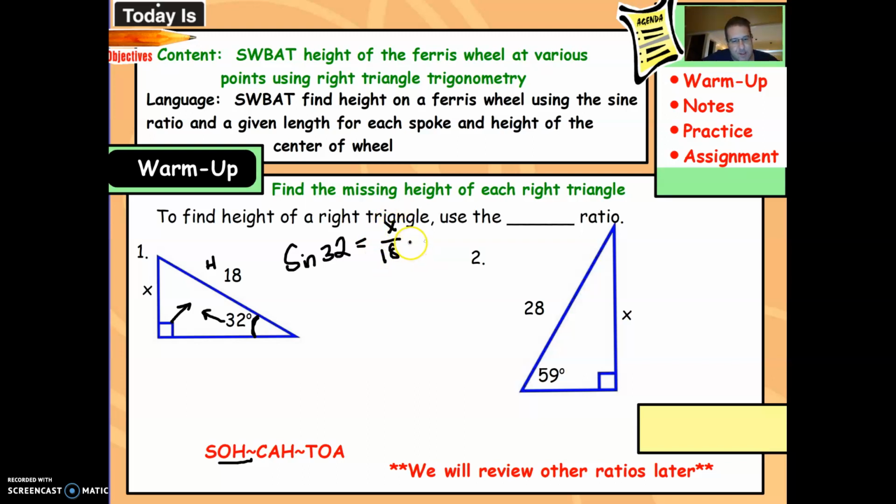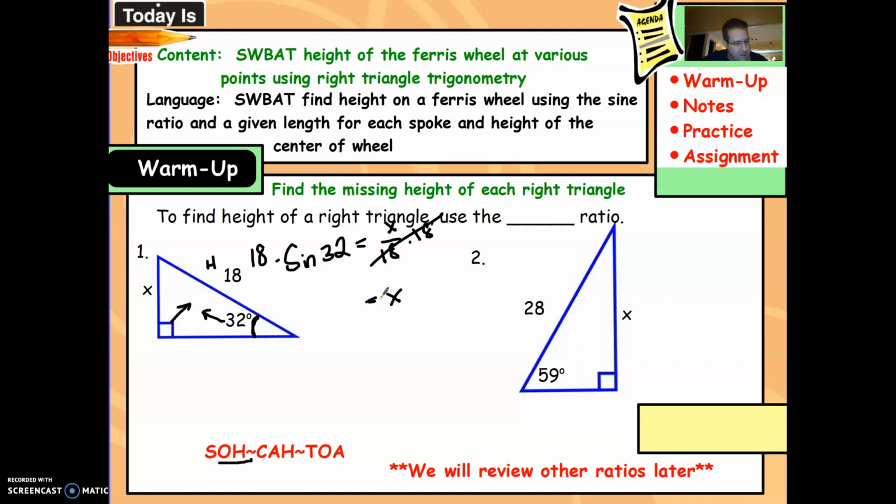If I want to find x, I'm going to do the inverse operation, which is multiply both sides by 18, so that cancels these out. So then I have my answer. All I have to do is use my graphing calculator, put in 18 times sine of 32. Also, before you do anything else, you want to check to make sure that your calculator is in degrees by going to mode and then moving over to degrees.